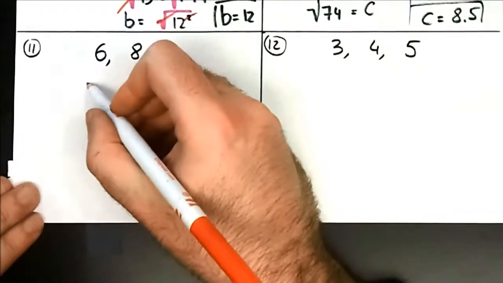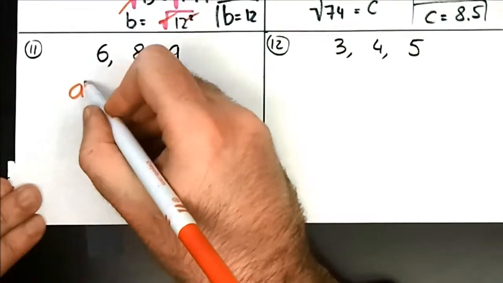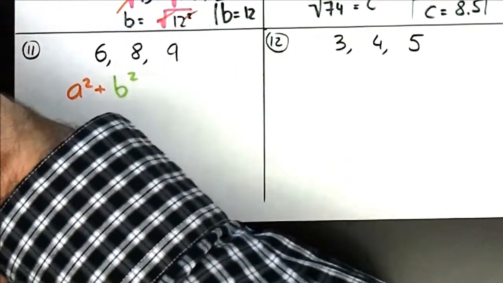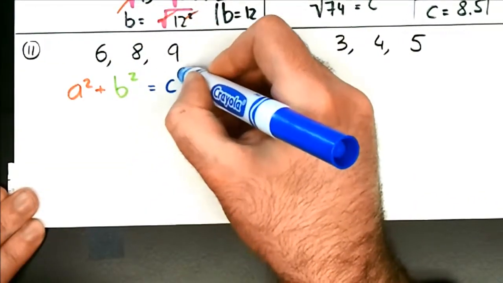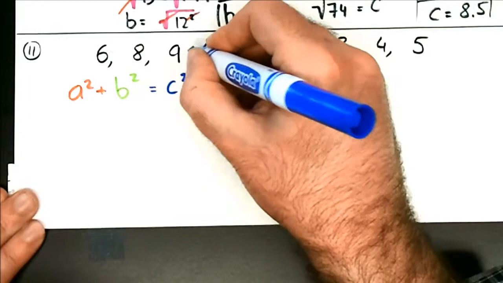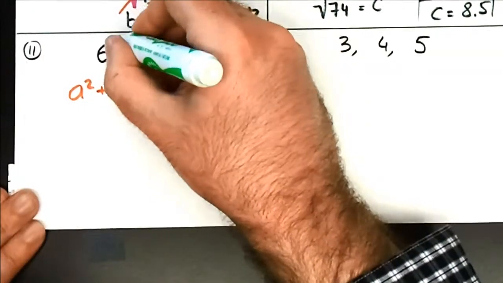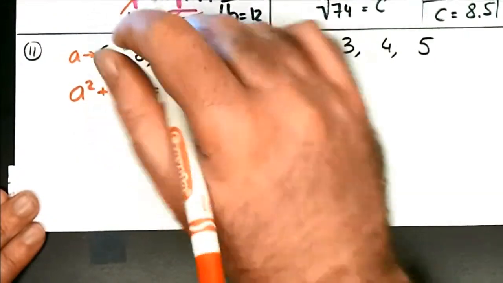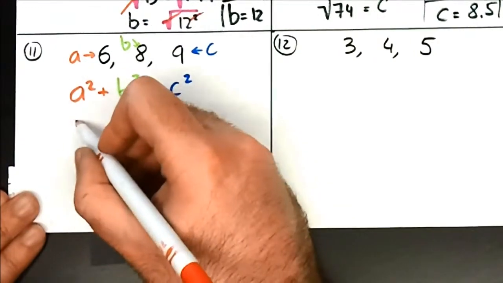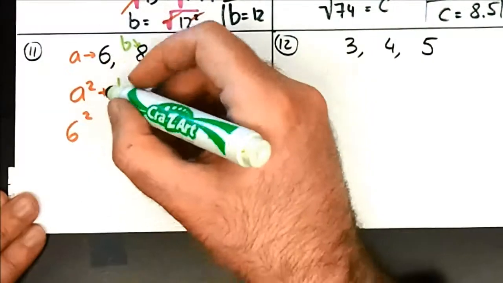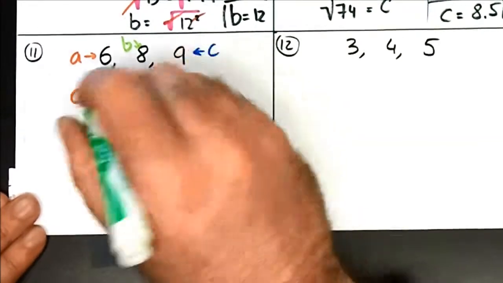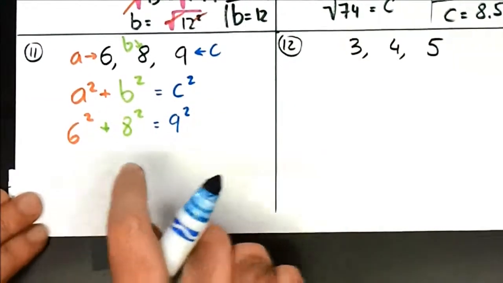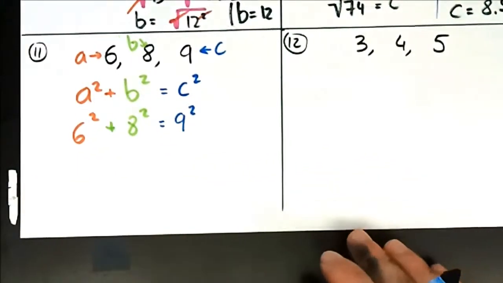Well, I write the Pythagorean theorem and then I plug them in. A squared plus B squared equals C squared. And the longest is C, the middle child is B, and the short one's A. So just plug them in. 6 squared plus 8 squared equals 9 squared. So what's 6 squared, what's 8 squared, what's 9 squared?